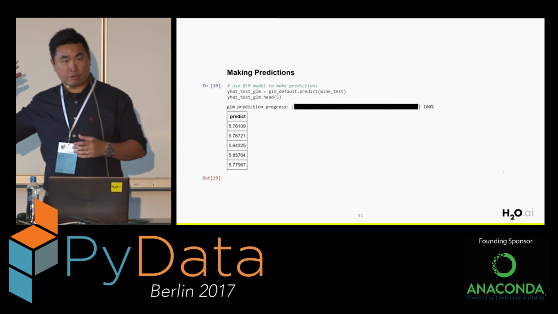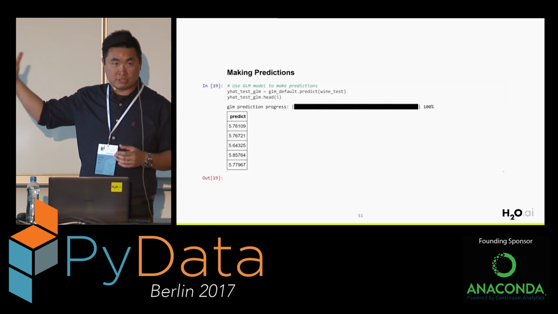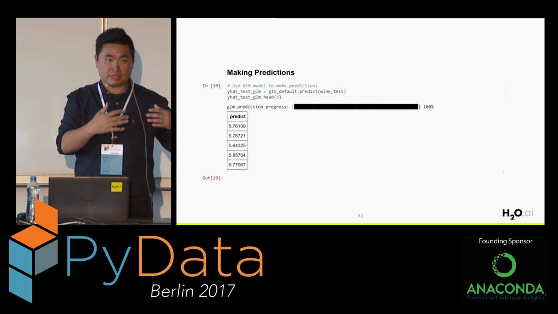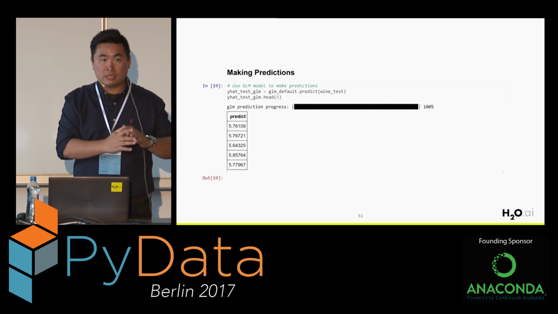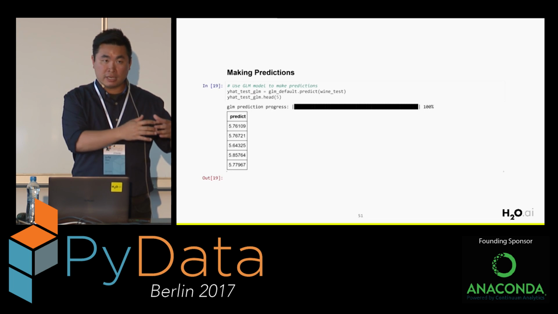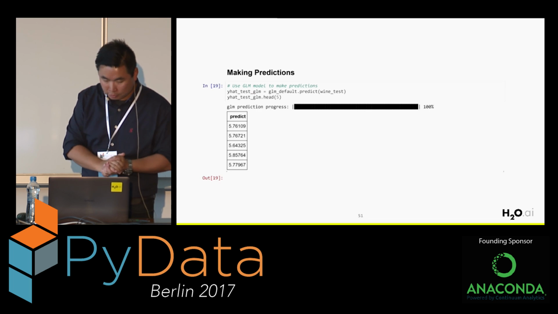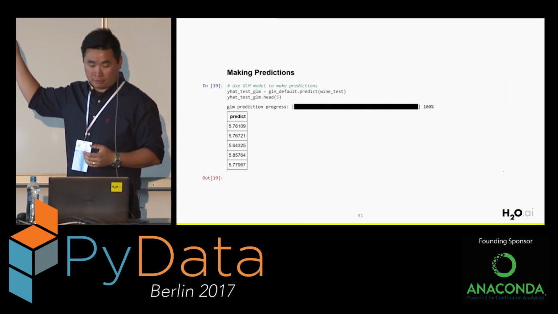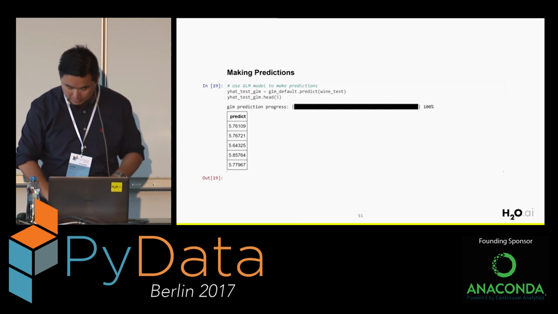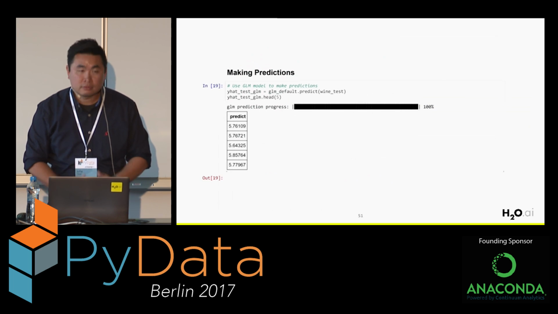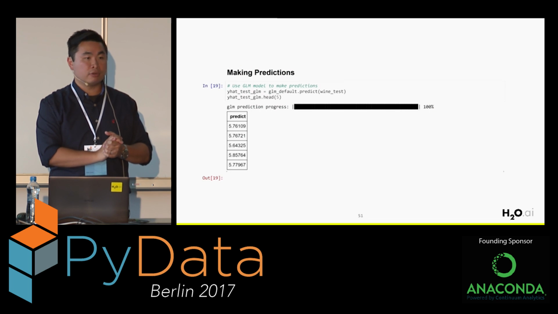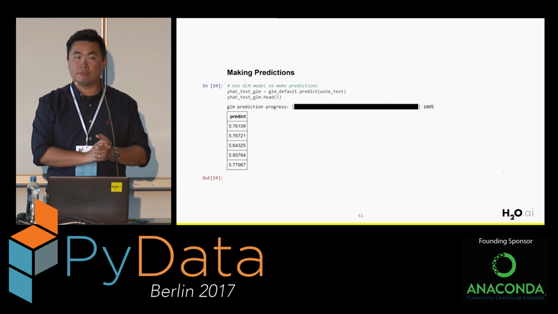So for example, this is a regression problem, so it just gives you some numbers. If it's a classification problem that I will show later on, it will give you the predicted label and the probability of different classes. So for the regression, it's just a number, one column for the numbers. Okay. Everything okay so far? It's a simple GLM model, to make some predictions.